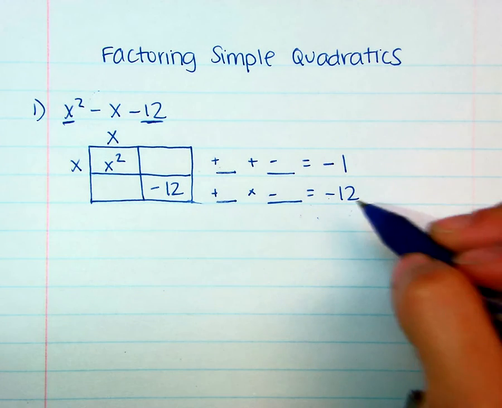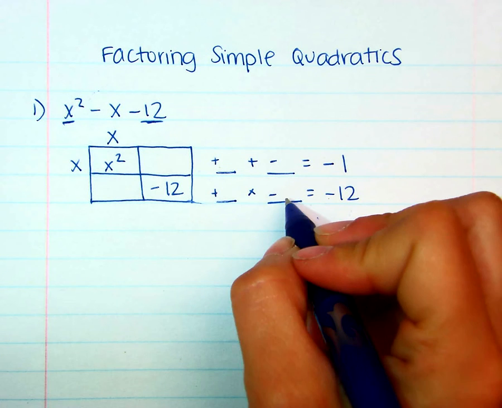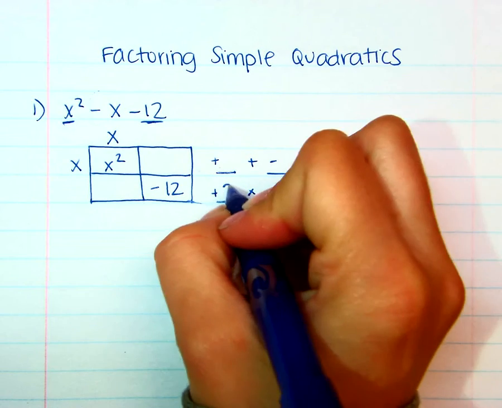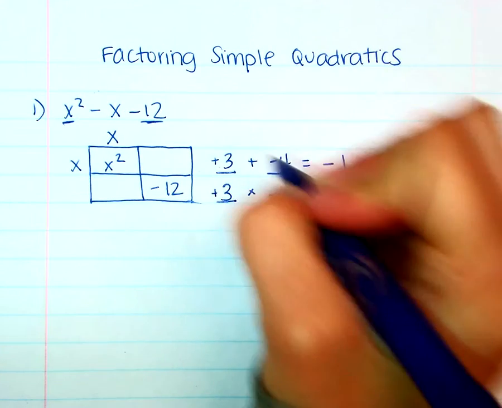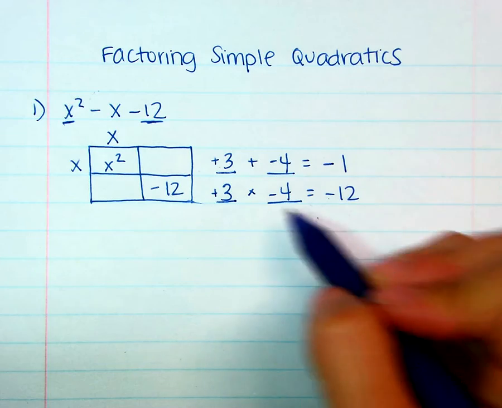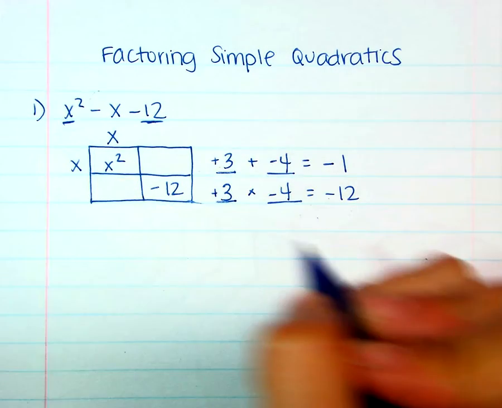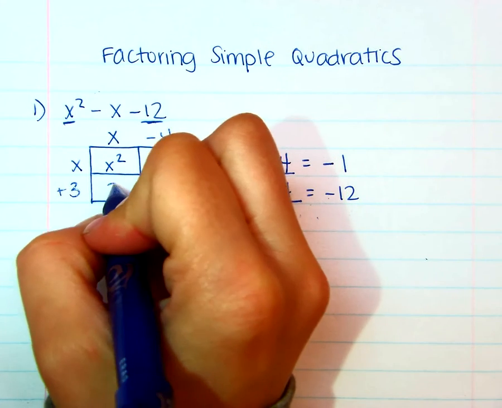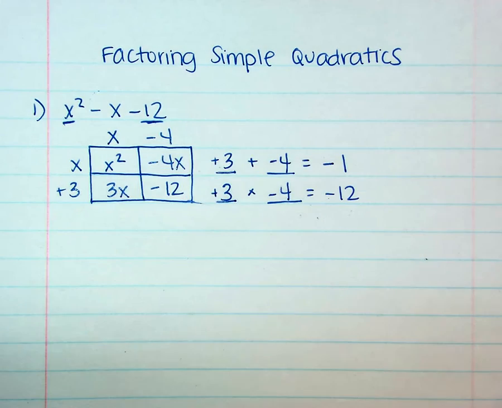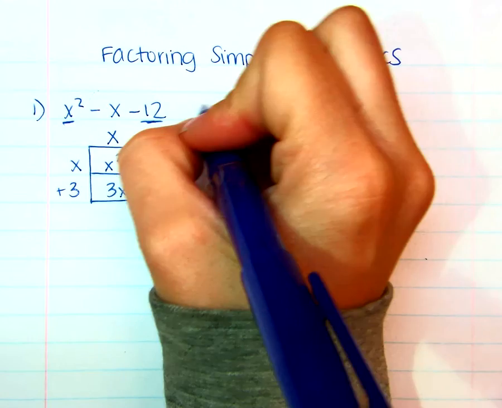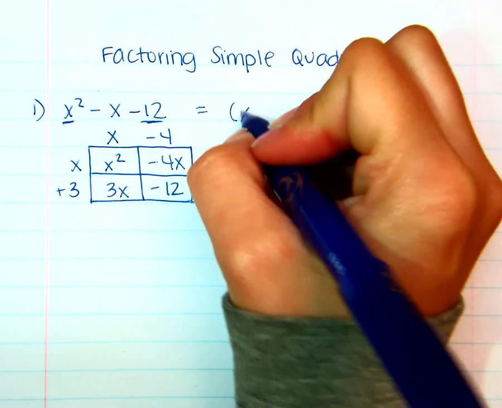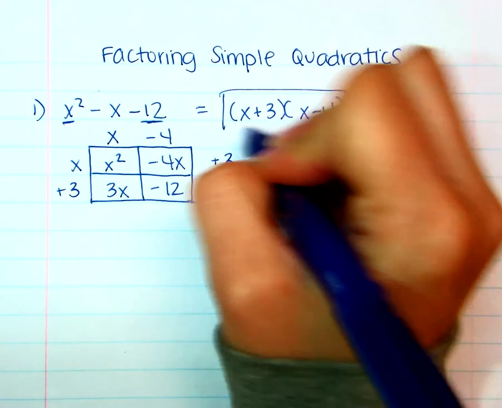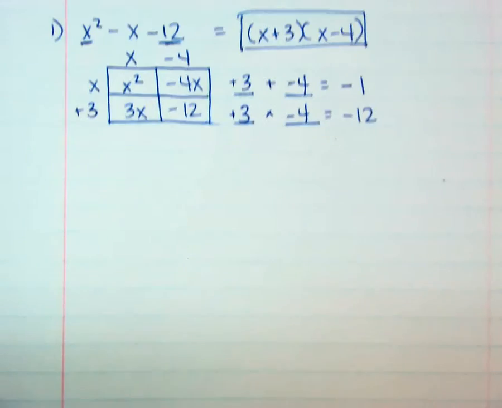So 2 numbers that multiply to give us 12 could be 6 and 2, but that wouldn't have a difference of 1. What about negative 4 and positive 3? If we add them, we get negative 1. If we multiply them, we get negative 12. So we can put our positive 3 here, our negative 4 here, and then we end up with 3x minus 4x. Okay, that works. So my answer is actually going to be x plus 3, x minus 4. That's your answer.